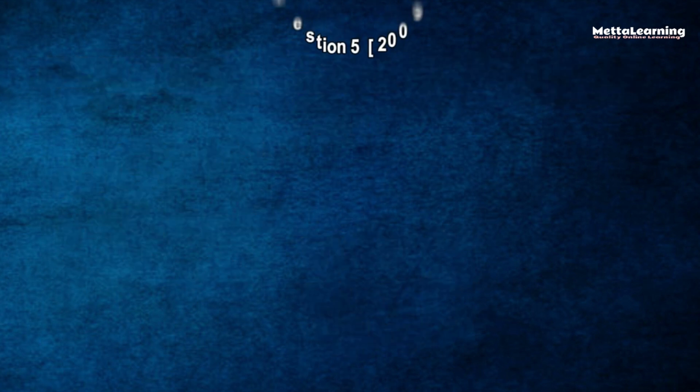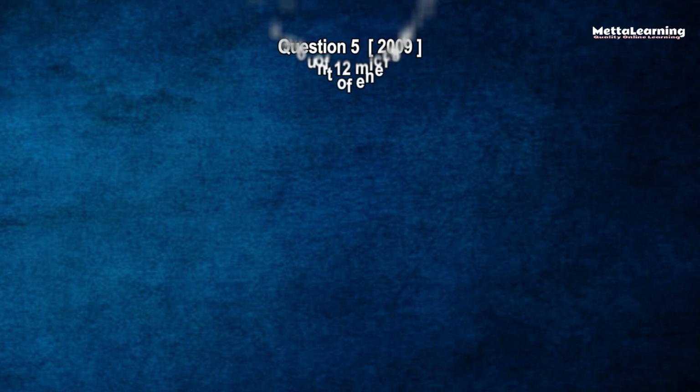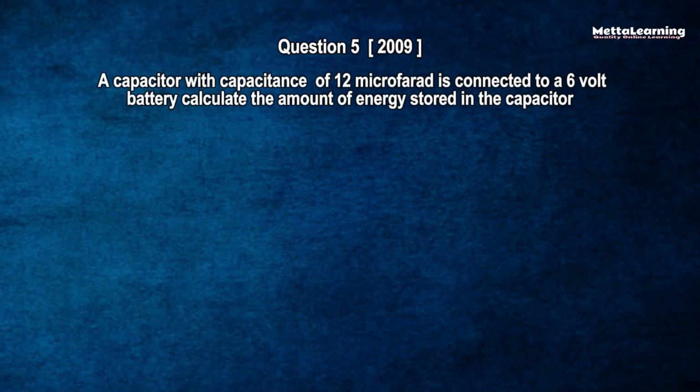So the last question we'll be looking into for today's class is from the WAEC past question 2009. It says a capacitor with capacitance of 12 microfarad is connected to a 6-volt battery. Calculate the amount of energy stored in the capacitor. We know from our understanding of capacitors that the energy stored in a capacitor is E equals half CV squared, where C is the capacitance and V is the voltage, or C is the equivalent capacitance, as we may have it in some questions.